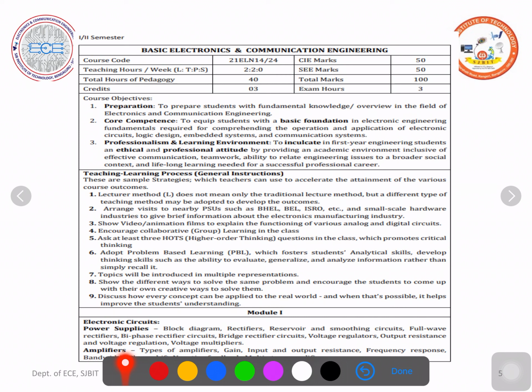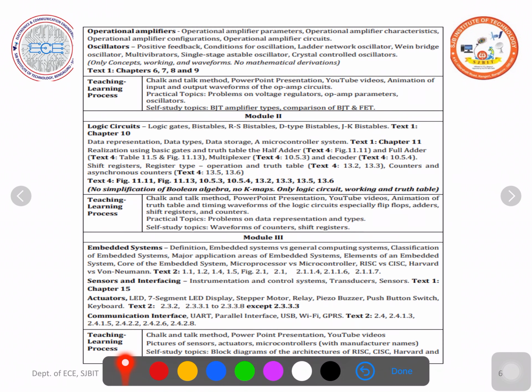You can download this syllabus from vtu.ac.in. Go through it neatly. Module 1 consists of the power supplies. Power supplies consist of block diagram, rectifiers, reservoir and smoothing filters, full wave rectifiers, biphase rectifier circuits, bridge rectifier circuits, voltage regulators, output resistance and voltage regulation. Lastly, the voltage multipliers. The other topics we will deal with in later videos.